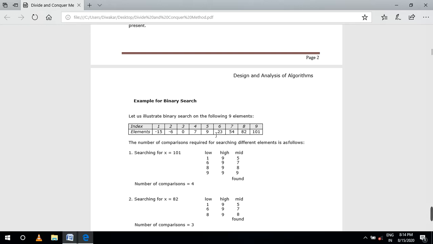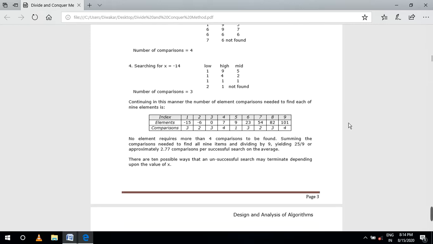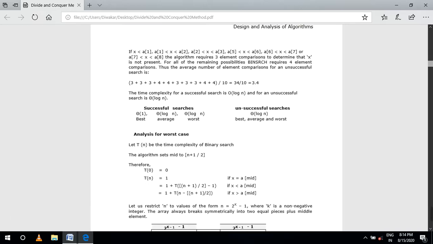So compare with the next value. Then you change your values to 6, 9, 7. This is the third comparison. After that comes another comparison with 101. Finally, the element is not found. Why? Because you are searching for the element 101 and it is not in the array.